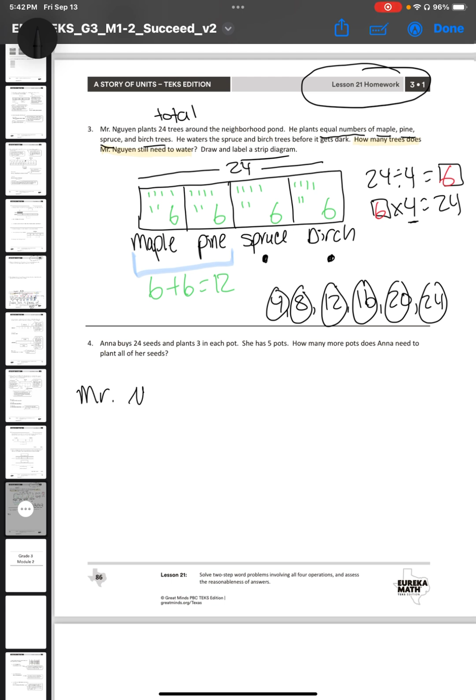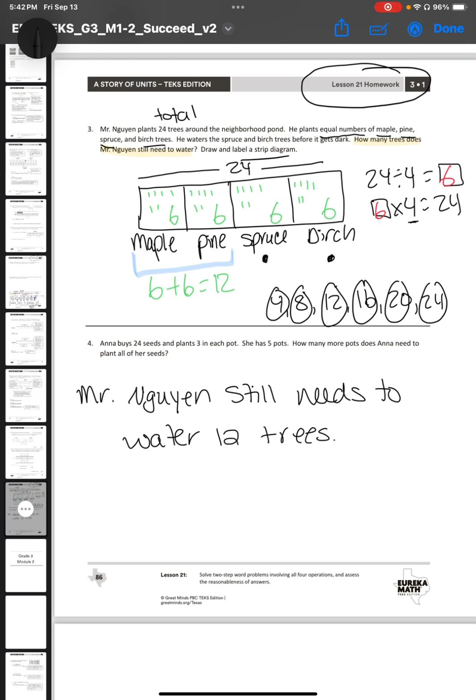Mr. Nguyen still needs to water 12 trees. The reason I like to have kids write a complete sentence is because it helps them catch their mistake, especially when they read this back. Mr. Nguyen still needs to water 12 trees.